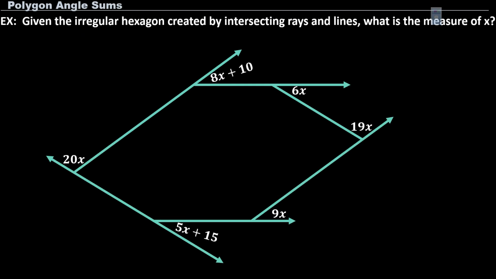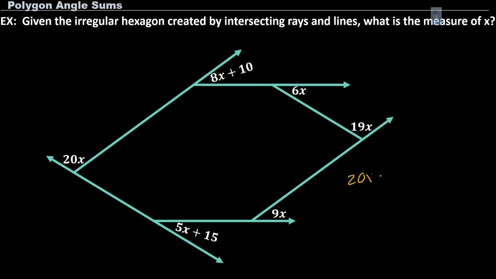So given that the irregular hexagon created by intersecting rays and lines, what is the measure of x? So irregular, that means we could figure out the sum of the inside, but we could not figure out the individual angles because they're all different. But what we can do is use all the exterior angles, and all the exterior angles must add to be 360.